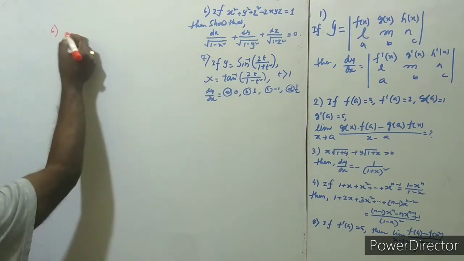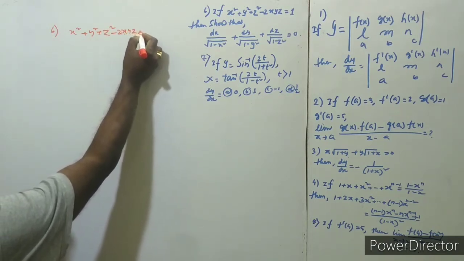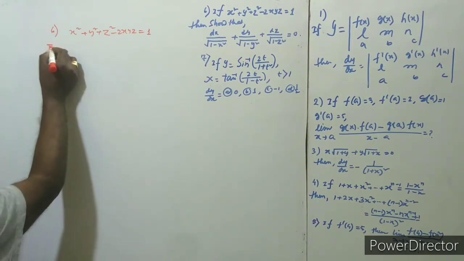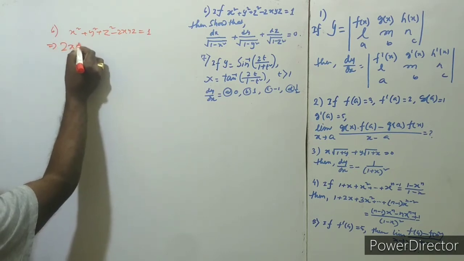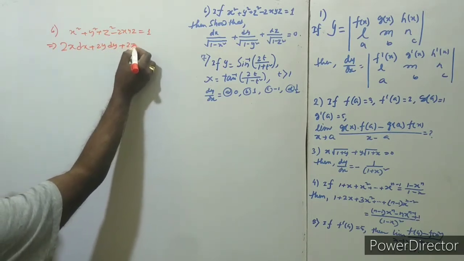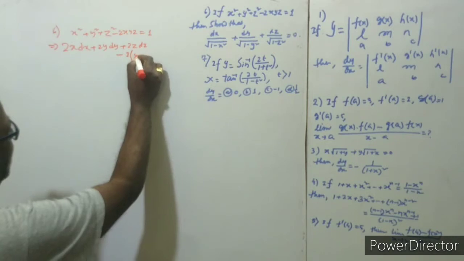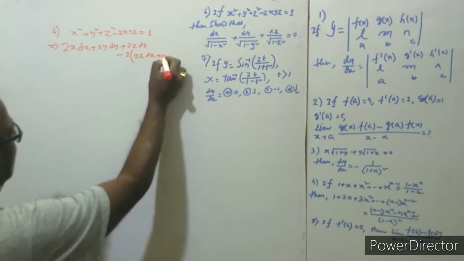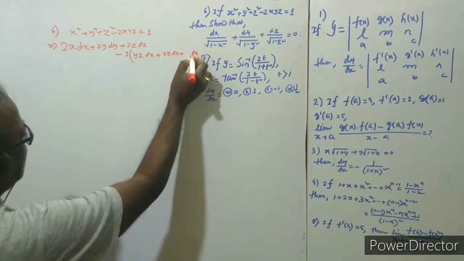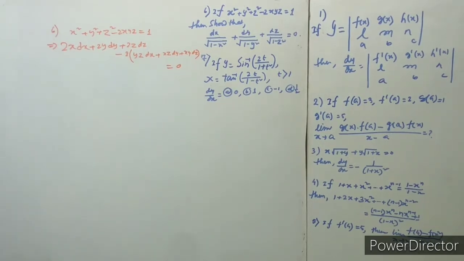Now see, I'll write question number 6 here: x square plus y square plus z square minus 2xyz is equal to 1. Differentiate both sides. If we differentiate x square, we get 2x dx, and twice y dy, and twice z dz. Differentiate x, so yz is unchanged; differentiate y, so xz is unchanged; differentiate z, that is dz, and xy is unchanged. And differentiation of 1 is 0.